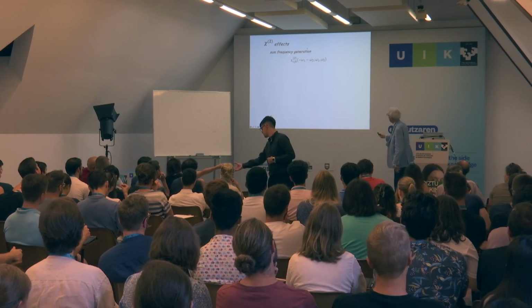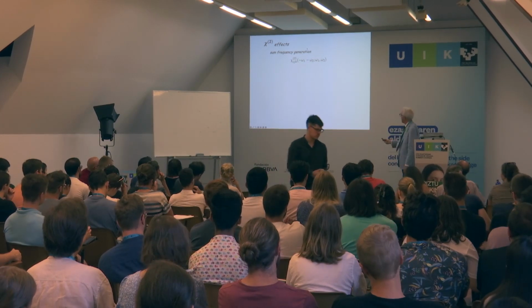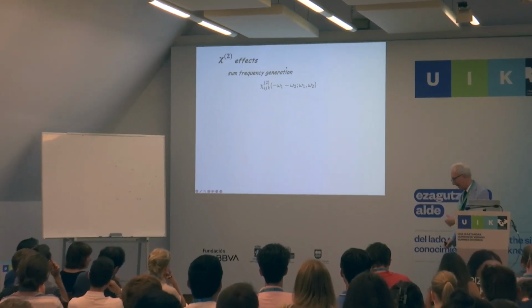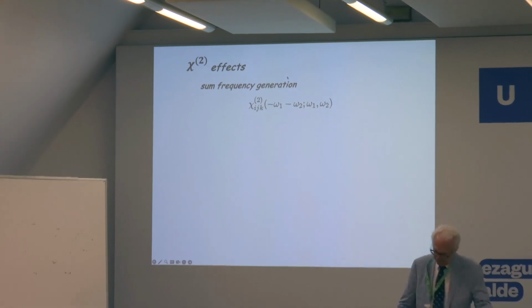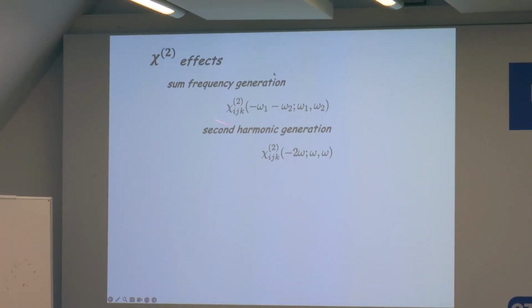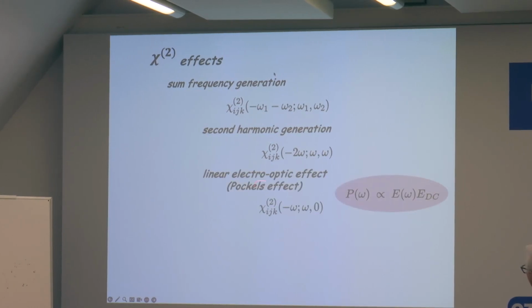Okay, let's do a little summary here. So for Chi2 effects, there's sum frequency generation. That's not S-O-M-E, that's S-U-M, right? Sum frequency generation. A special case of that is second harmonic generation. But another special case is where I put on a DC field in addition to putting on an optical field at omega, and I generate light at omega. Okay? So this is sometimes called the Pockels effect or a linear electro-optic effect.